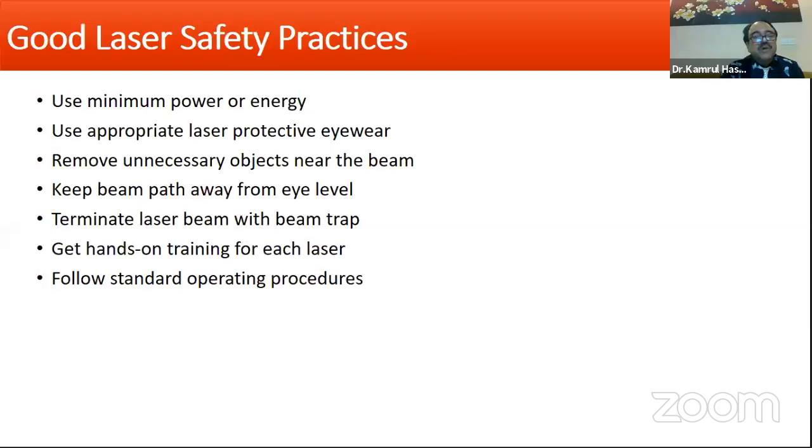There should be minimal power of energy. For laser, good surgeons use the minimum wattage, because 1 to 2 watts is enough, especially now with the carbon dioxide laser. Don't go for 7 or 8 watts. Terminate the laser beam with a beam trap. Get hands-on training for each laser. Follow standards.